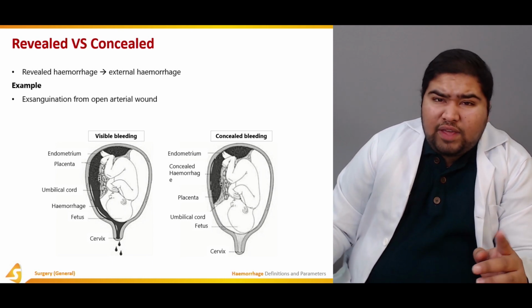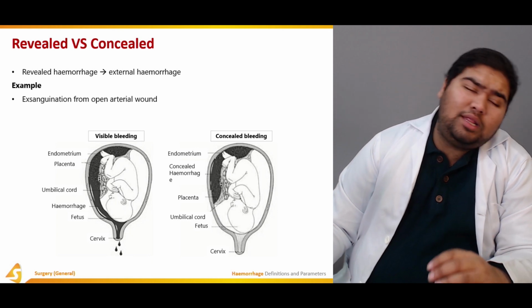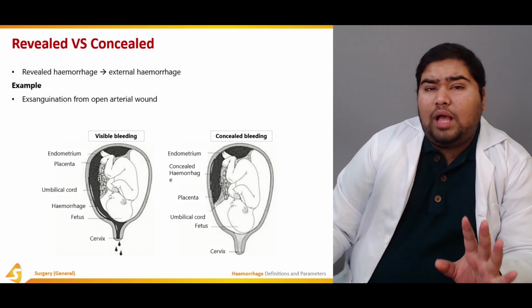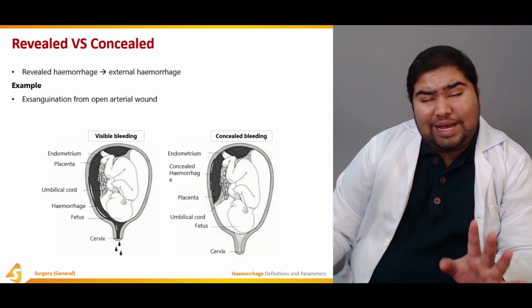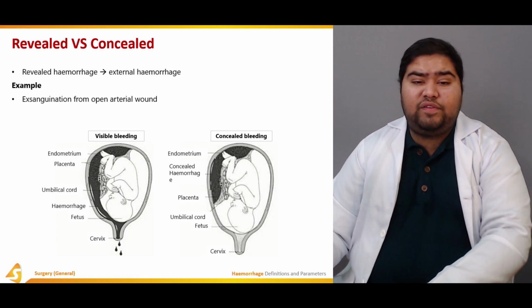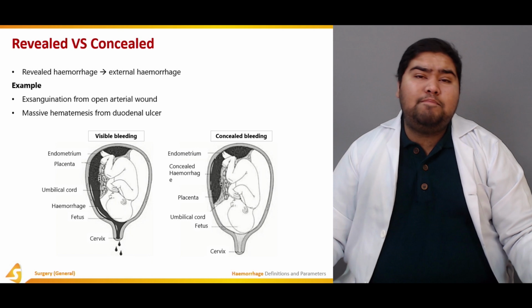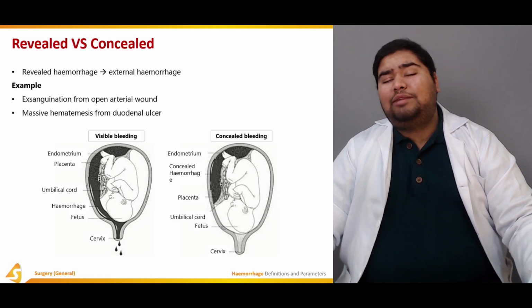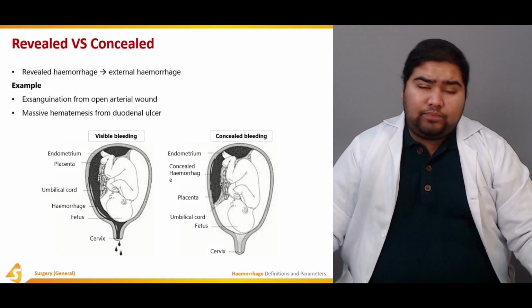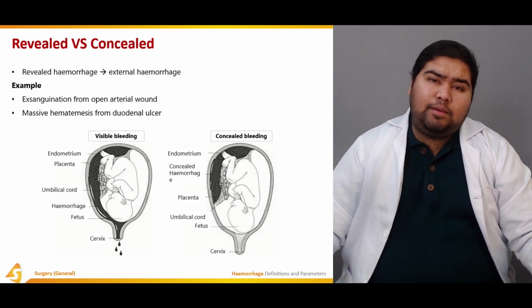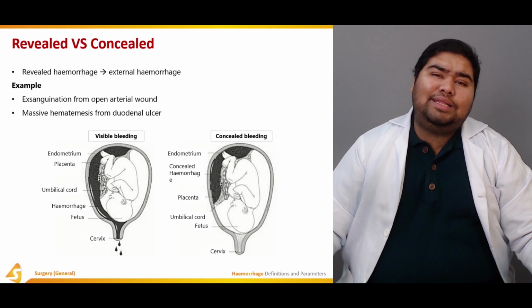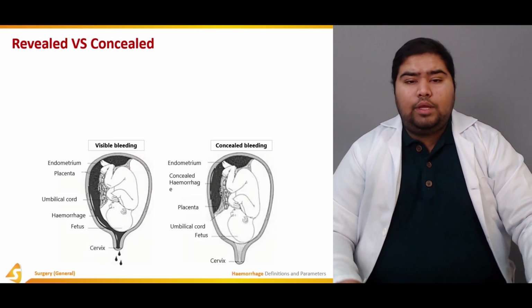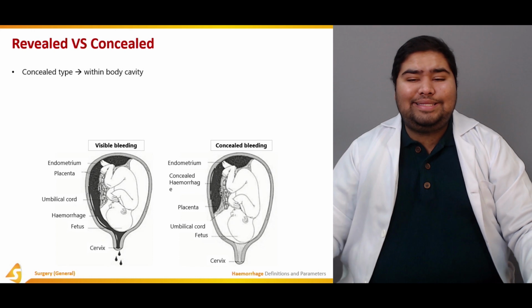Examples include exsanguination from an open arterial wound. So you cut your finger, you cut an artery, and there's active bleeding from that vessel, and that is an example of revealed bleeding. Another is massive hematemesis from a duodenal ulcer, which is visible as a hematemetic episode, and that is also an example. Now moving on to concealed hemorrhage.